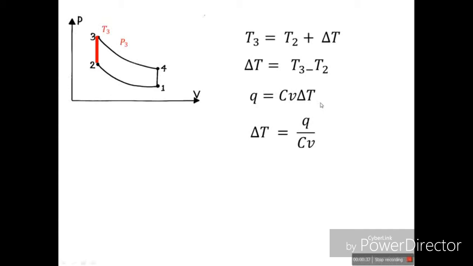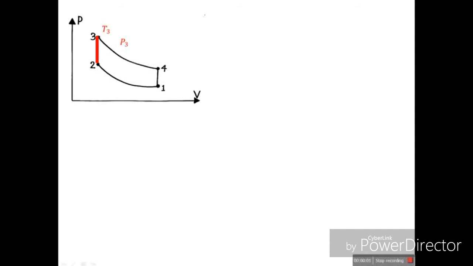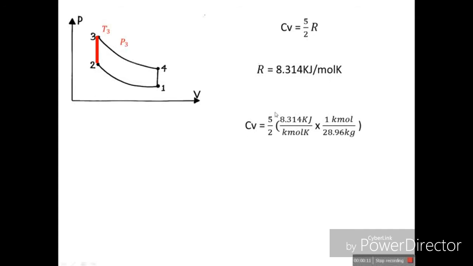Therefore, the derived equation will be T3 equals T2 plus Q over CV. But before we solve the T3, let's solve first the CV. The CV for air is equal to 5/2 R. The R we're going to use is 8.314 kJ per mole Kelvin. To solve, CV equals 5/2 times 8.314 kJ per mole Kelvin.